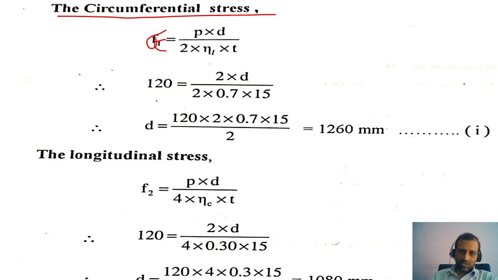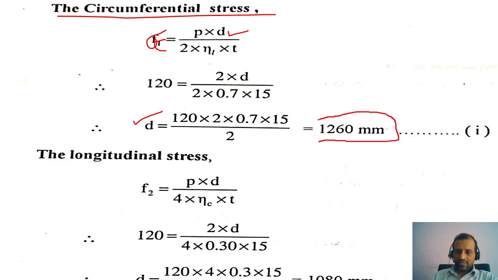So now substitute all the values, only the D is the unknown here. So 120 is equal to 2 into D divided by 2 into 0.7 into 15. 0.7 is for the rivet efficiency in the longitudinal direction. So substitute all the values, bring D on the left hand side and all the values on the right hand side. Then the answer will be 1260 mm.